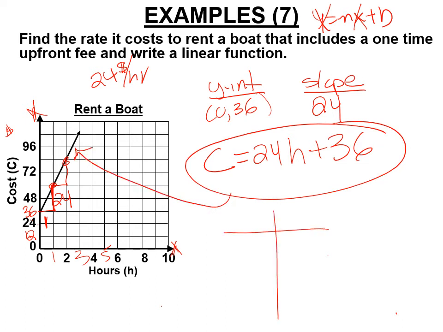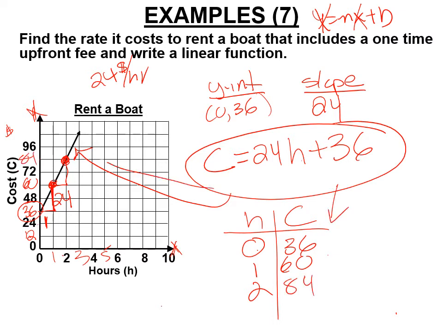If we put it in a t-table, you rent this boat for 0 hours, you have to pay 36 bucks. All right, why? Deposit. 1 hour, it's 24 times 1 plus 36, which is 60, I believe. And 2 hours, you don't have to do this table. I'm just showing you how this works. In 2 hours, now we're at 84, and so on. This equation makes this line, makes that table.